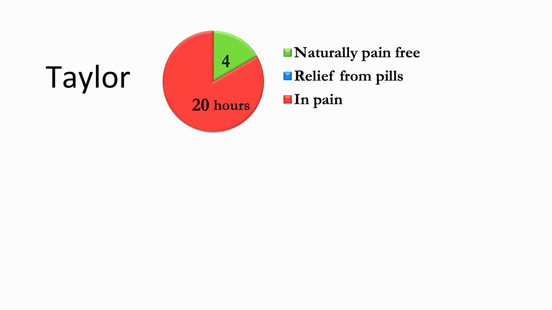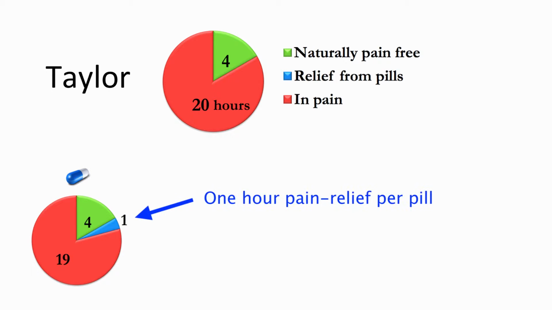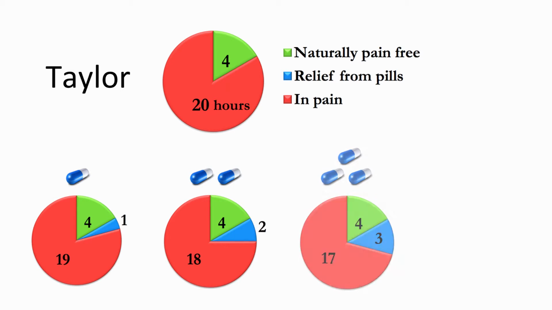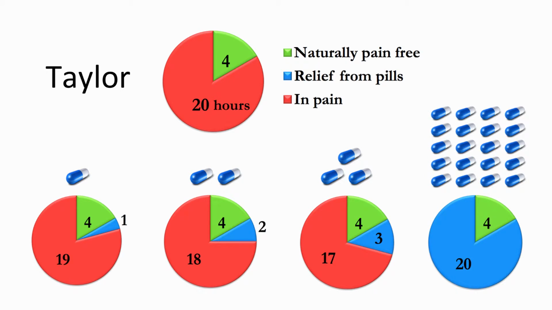Taylor, on the other hand, has pain for 20 hours a day without any pills, which we see here in red, and he is naturally pain-free for the other 4 hours a day, which we see here in green. His doctors have determined that he obtains only 1 hour of pain relief per pill. That is, 1 pill gives 1 hour of pain relief, which we see here in blue. 2 pills give 2 hours, and so on. With enough pills, Taylor can also obtain complete pain relief each day.